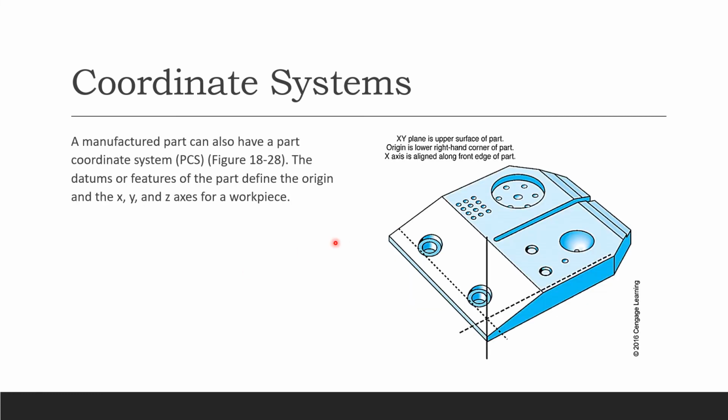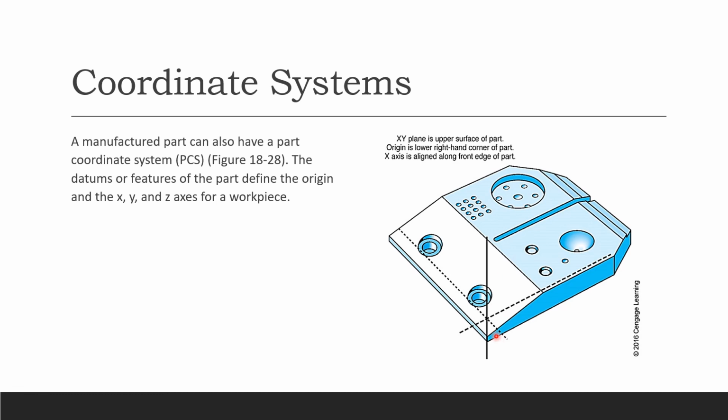Alright, so a manufactured part can also have a part coordinate system. Right now we're getting into manufactured part. So this is a little manufactured part, and it has a part coordinate system which identifies both the origin and your 3 axes for a workpiece. So here your XY plane is the upper surface of the part. Origin is the lower right hand corner of the part. Okay, so here lower right hand corner, that's your origin.